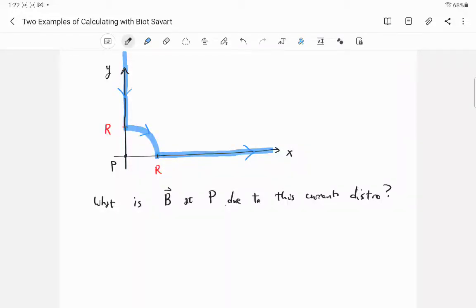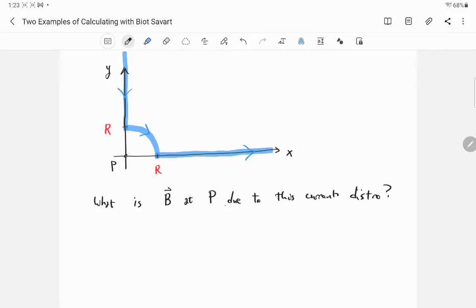In this video, I'm going to describe two examples of calculating with the Biot Savart law for how to calculate magnetic field at some place in space due to a current distribution. So in this example, the first of the two examples, I've got a coordinate system. You can see there's an XY coordinate system. And I want to know what is the magnetic field here at the origin of the coordinate system.